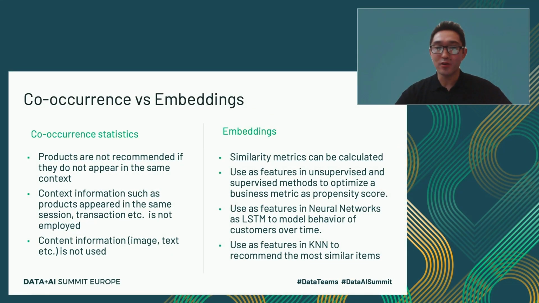The main drawback of co-occurrence-based recommendations is that recommendations are not generated if two items do not occur in the same sequence. Also, context information such as neighboring items is not employed. On the other hand, embeddings can be used as features in unsupervised and supervised methods. For example, embeddings can be used in LSTM to model the sequential behavior of customers. In our case, the resulting embeddings are used in KNN to find the most relevant items.